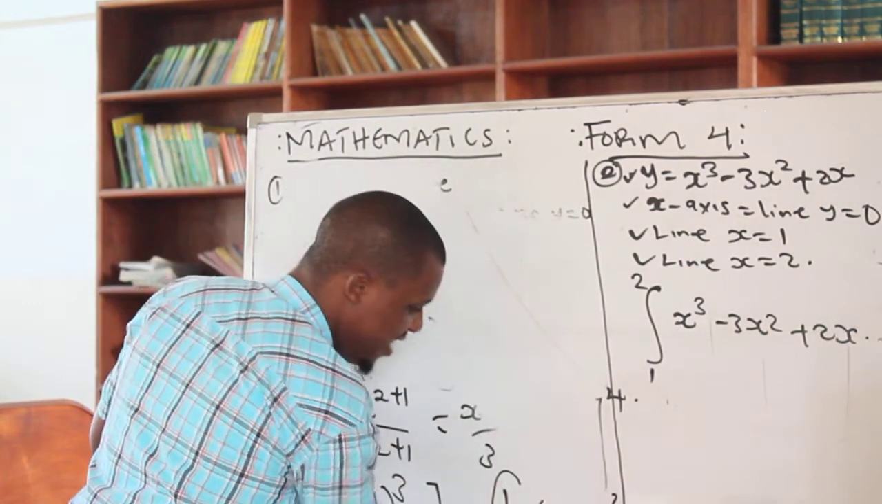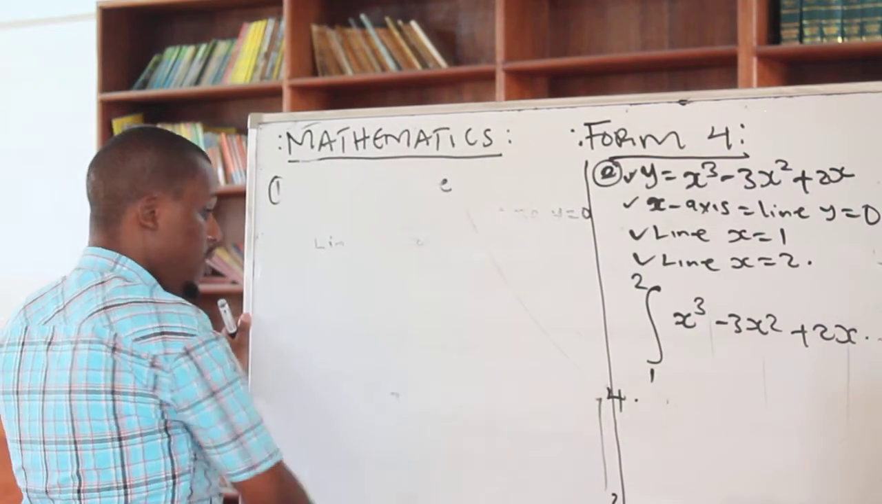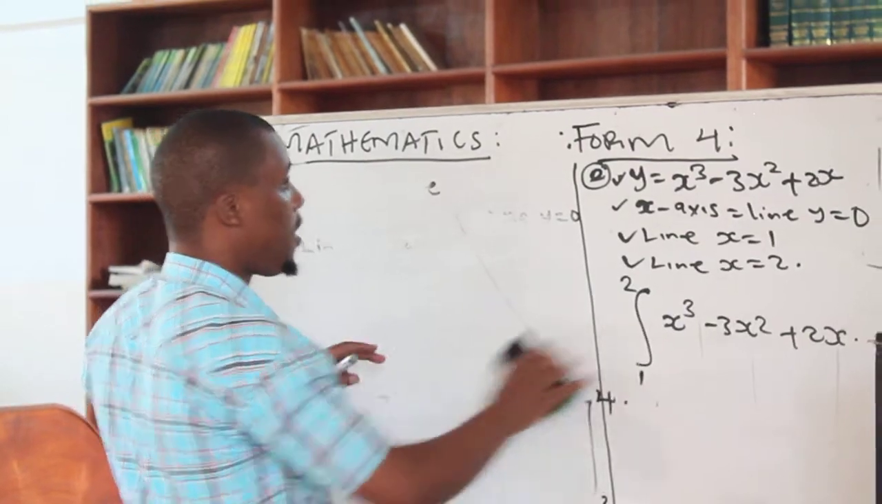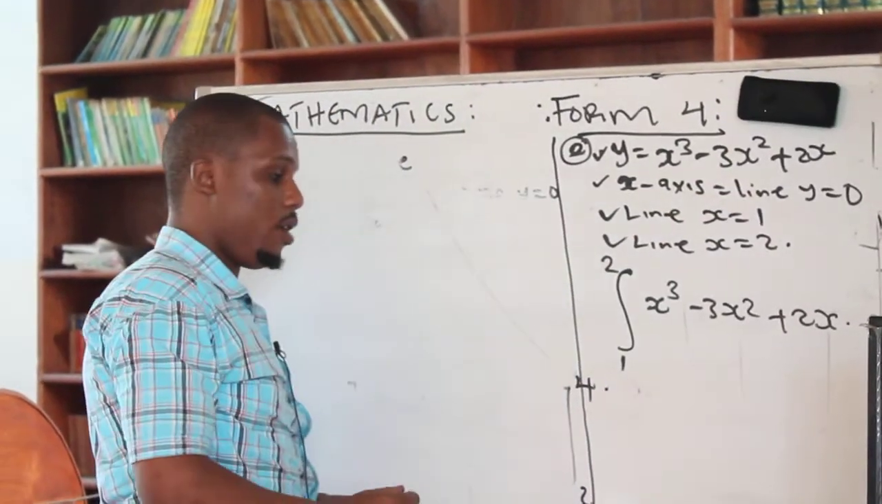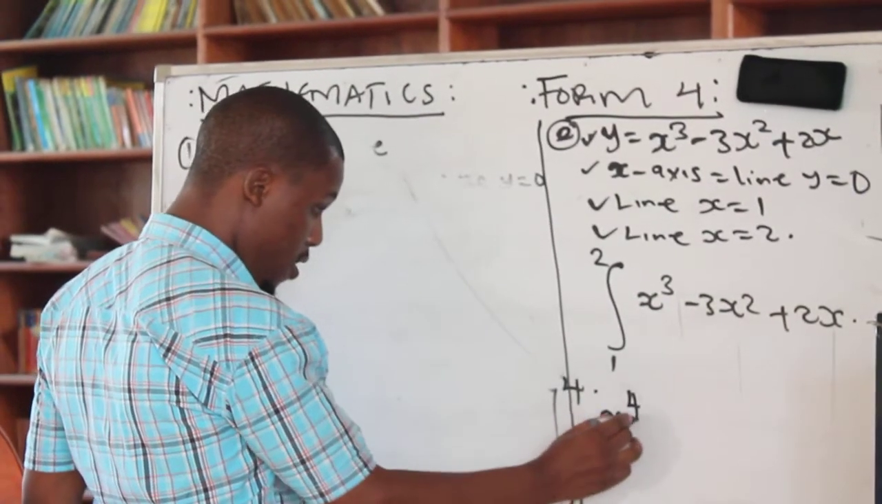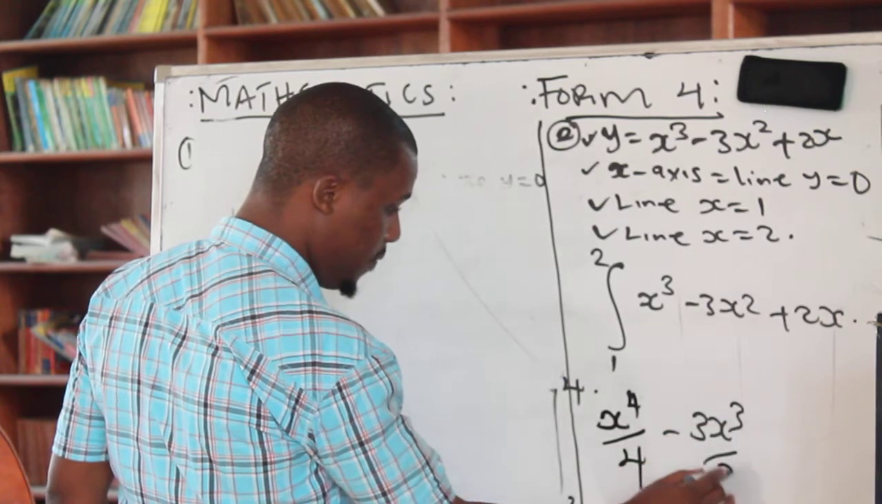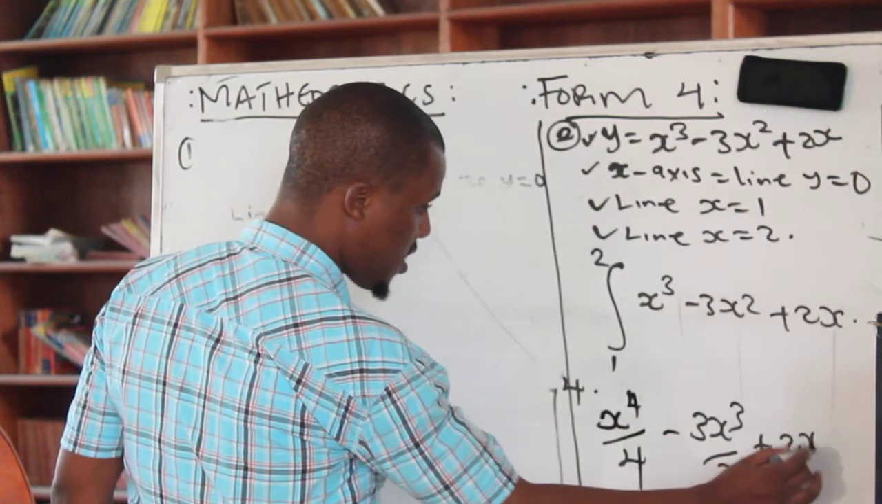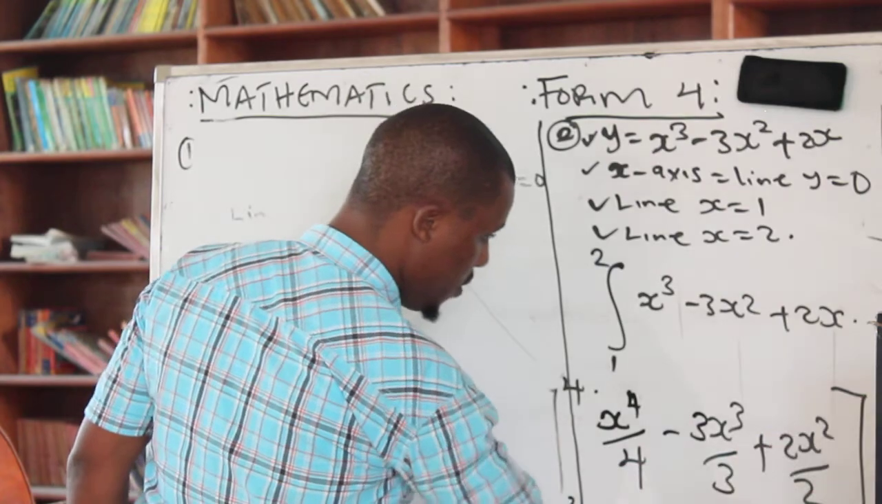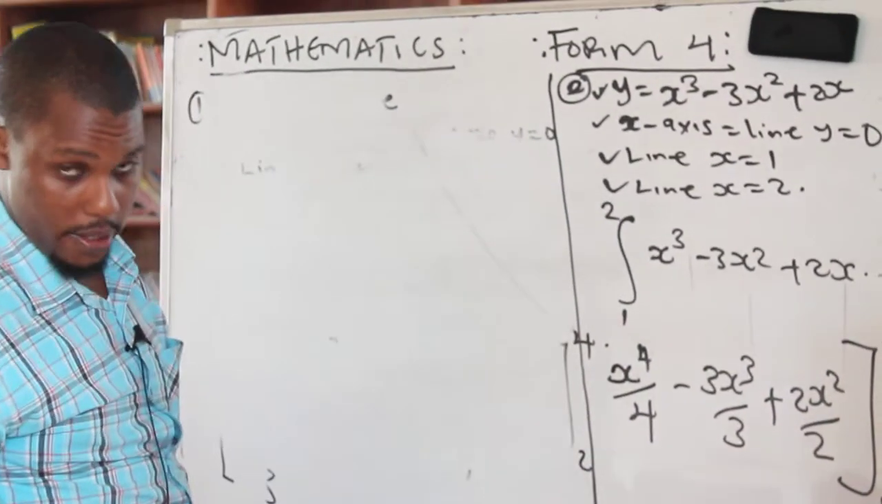Whereby you add the power by 1, and then you divide by the new power. So when we focus on this one, what is it going to give us? It's going to be x to the power 4 over 4, then minus 3x cubed over 3, then plus 2x squared over 2. Then you put the limit from 1 to 2. That is the technique that you're going to be using there.